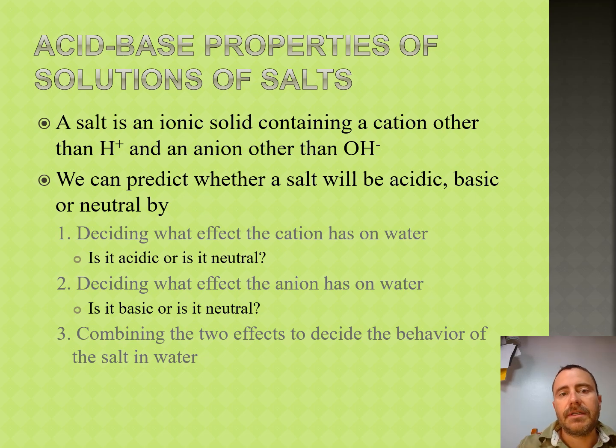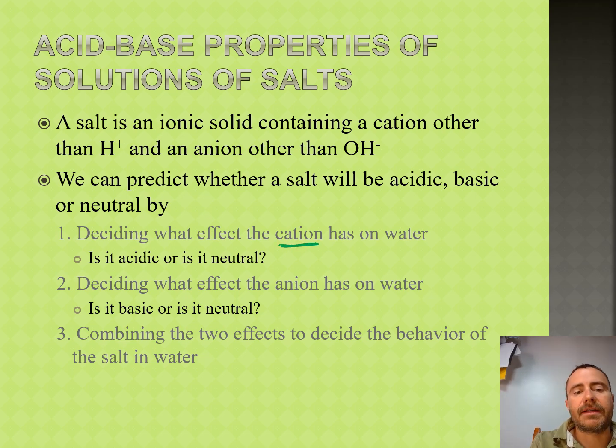A salt is basically just an ionic compound that has a cation that is not an H+, so it's usually going to be a metal, although it could be the ammonium cation, and an anion that isn't OH-, and those are usually things from group 16 or 17. And so we are going to determine whether our salts are going to be acidic, basic, or neutral by looking at 3 different factors. Number 1, we're going to look at the cation.